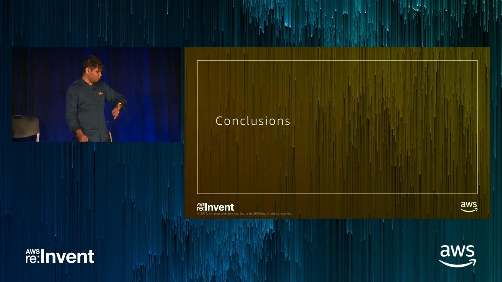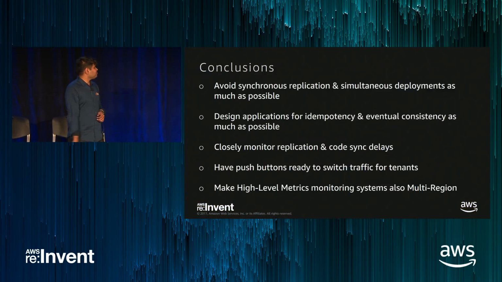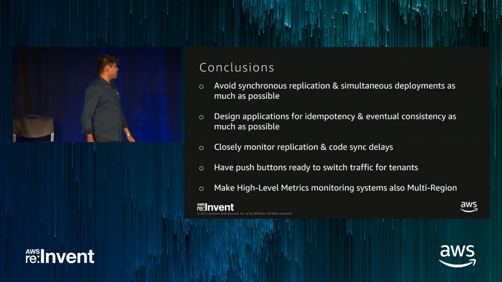So now the conclusion, you can leave in a couple of minutes. Avoid synchronous replication and simultaneous deployments as much as possible, okay? Synchronous replication cannot be avoided in certain rare cases, but simultaneous deployment should be avoided all the time, okay? Design applications for idempotency and eventual consistency. What that means is even if data is written twice, it doesn't corrupt your system, or if there is some lag for data to arrive in the other region, the application still is not bothered and continues to function. Closely monitor your replication lags and code synchronization delays.